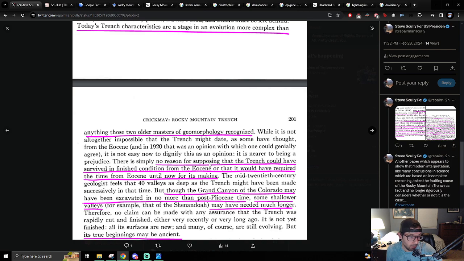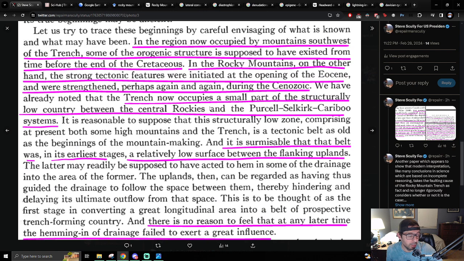There is simply no reason for supposing that the trench could have survived in finished condition from the Eocene, or that it would have required the time from Eocene until now for its making. Though the Grand Canyon of the Colorado may have been excavated in no more than post-Pliocene times, some shallower valleys may have needed much longer. The trench's true beginnings may be ancient. Which I don't know what the word ancient means to him.